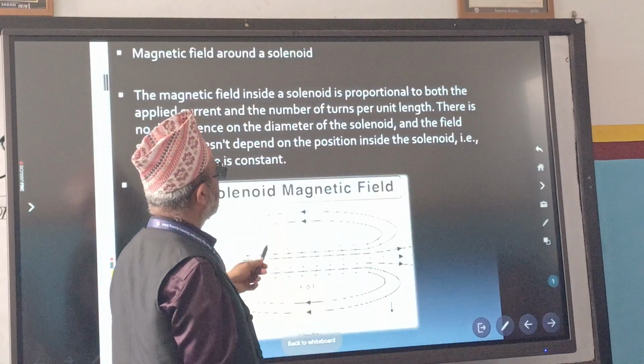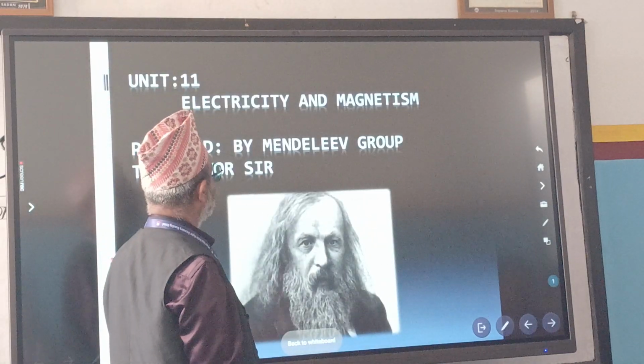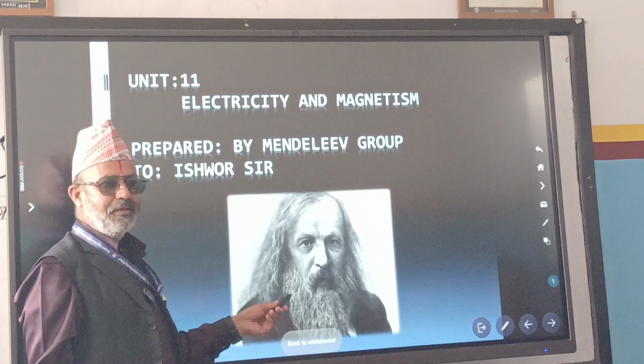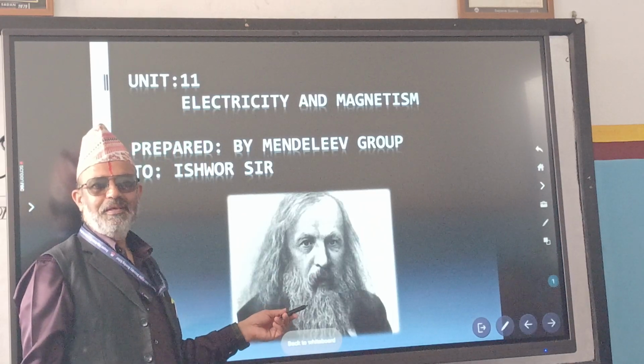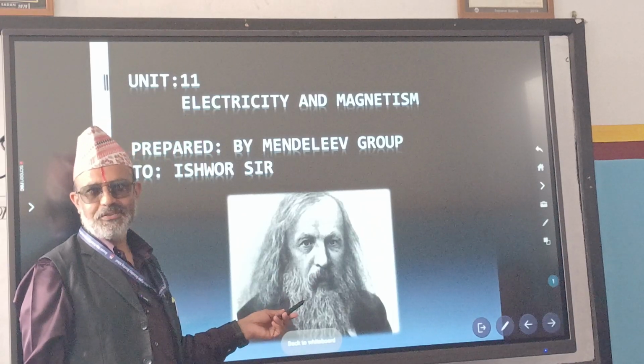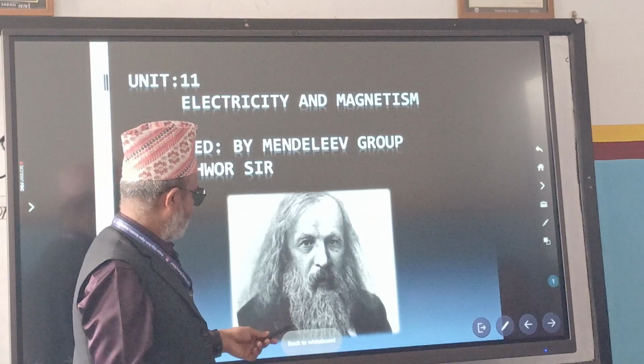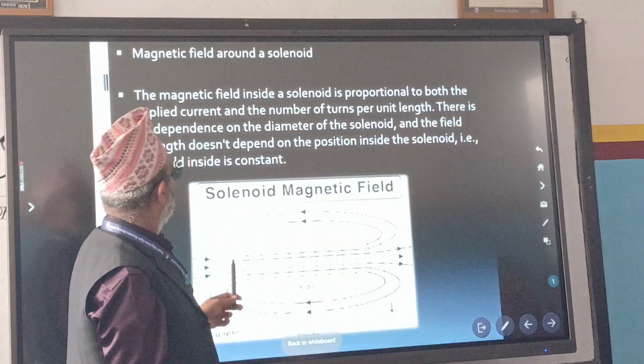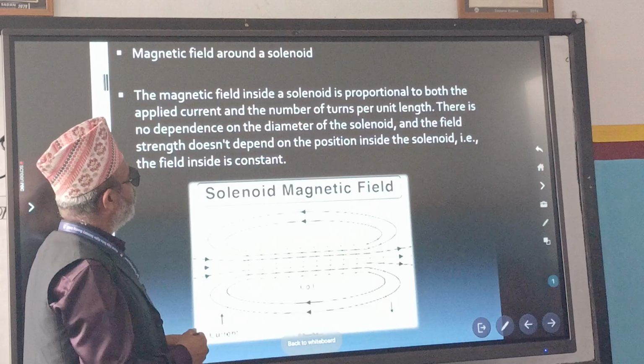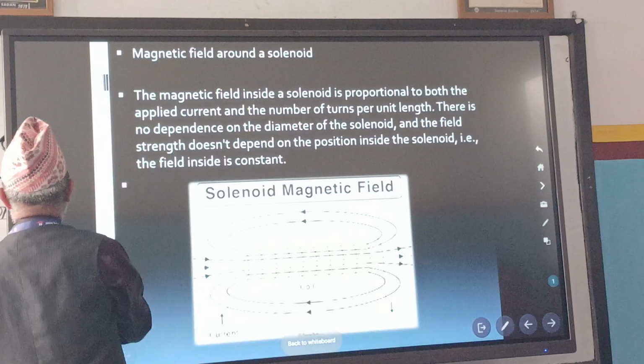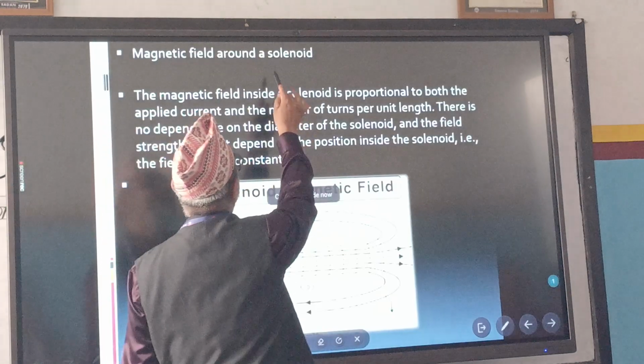So here, what is discussed? Actually, we are discussing now magnetism. A magnetic field around a solenoid. First of all, we have to know what a solenoid is. What is a solenoid?